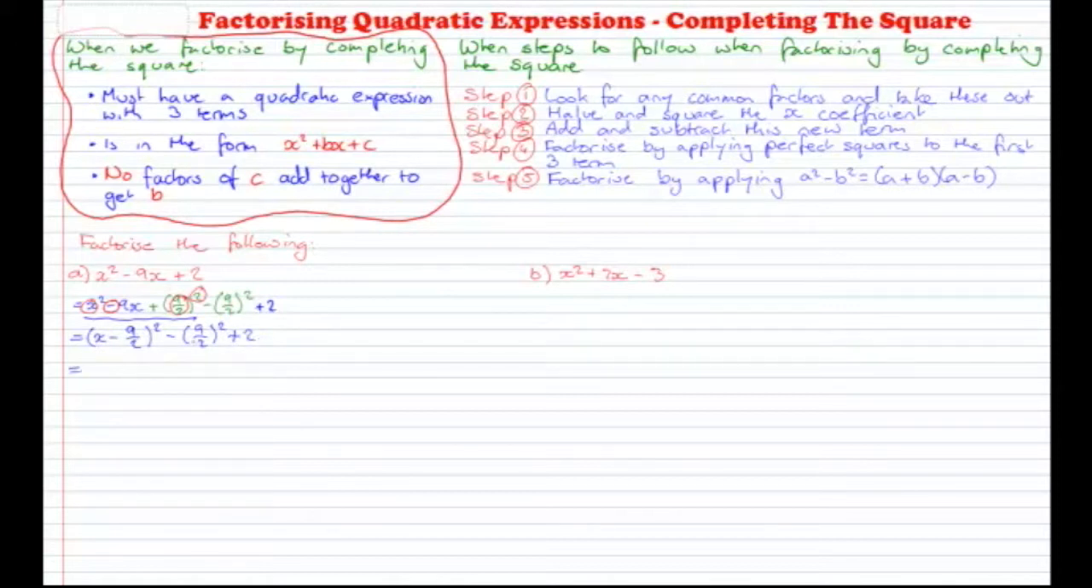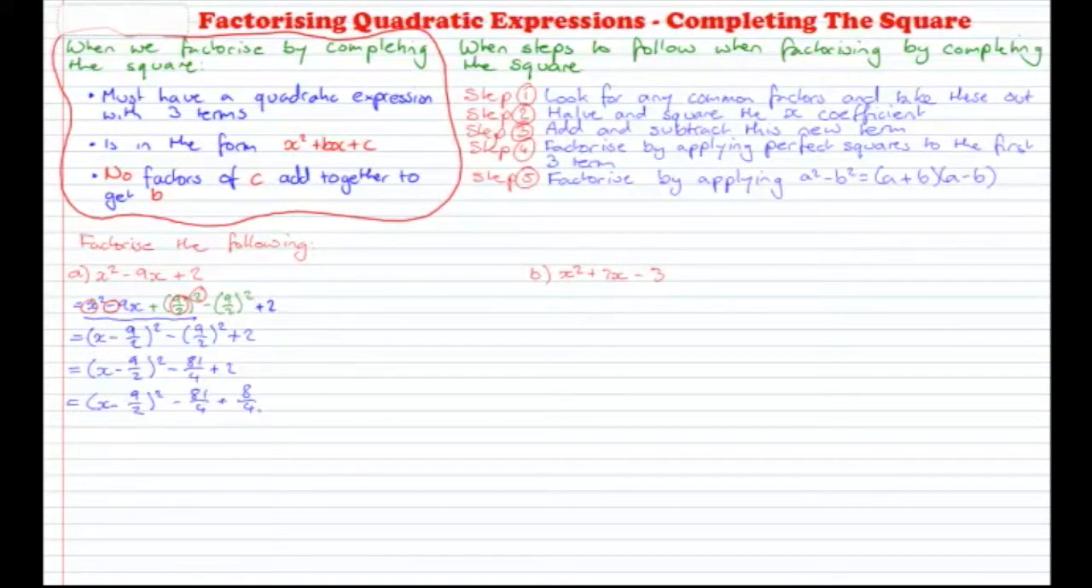The next step now is to simplify the bit outside the bracket, so you get x minus 9 over 2 squared minus 9 squared over 2 squared, so that's going to become 81 over 4, plus 2. Right, now what we need to do is add these terms together, so let's rewrite it with a common denominator. So you get x minus 9 over 2 squared minus 81 over 4 plus, now the number on the bottom here has to be 4, and what divided by 4 gets us 2? Well, that's going to be 8. 8 divided by 4 gets us 2, and that's the answer there.